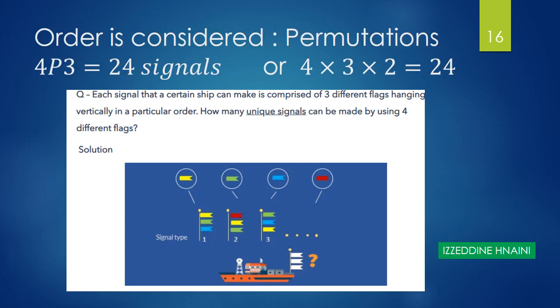So we apply 4P3, that is 24 signals. The first color may be yellow or green or blue or red. The second color has 3 possibilities. The third color has 2 possibilities. So we get 24 possible signals.